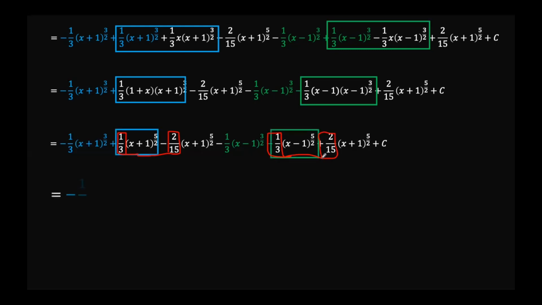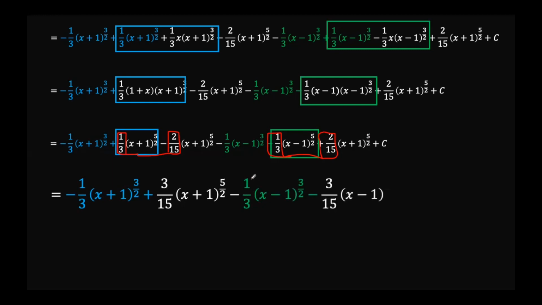So eventually we have negative a third x plus 13 over 2. Now here we have 3 over 15 x plus 15 over 2 minus a third x minus 13 over 2 minus 3 over 15 x minus 15 over 2 plus c. So these two have been created, and now we don't have a term that has x applied to them. That's just another simplification, but we could have used the previous expression as the answer.